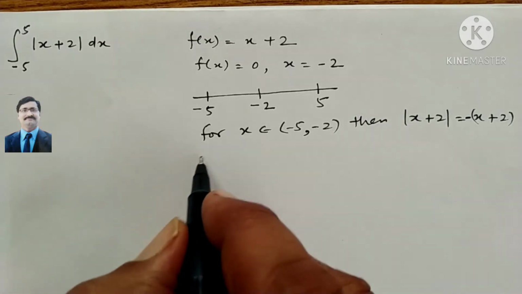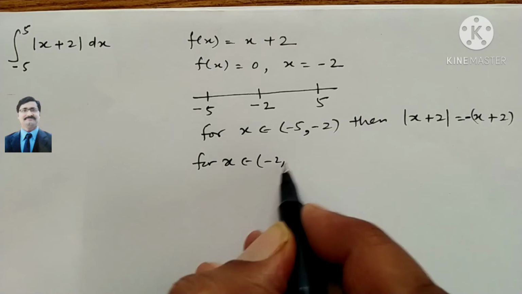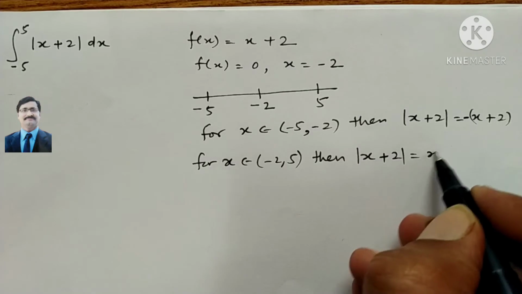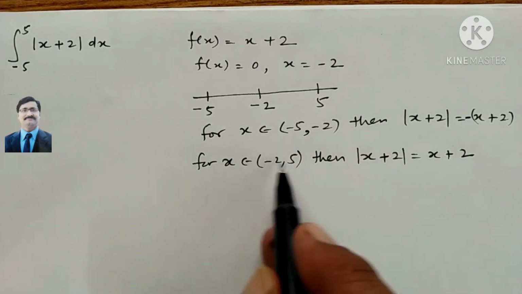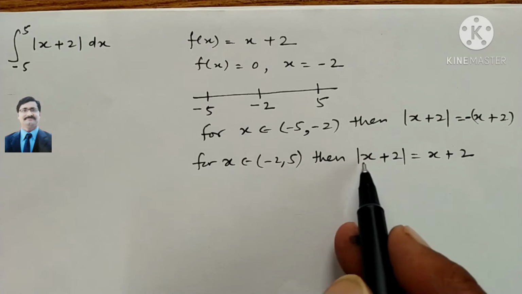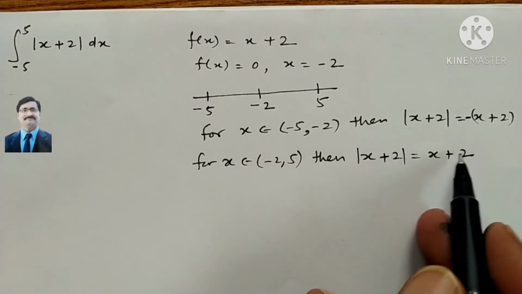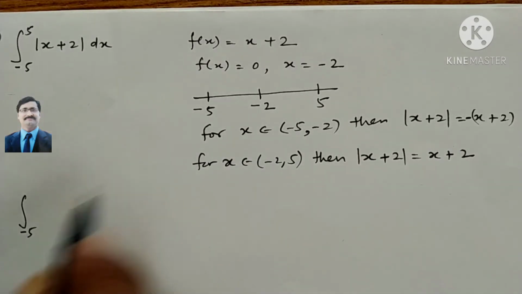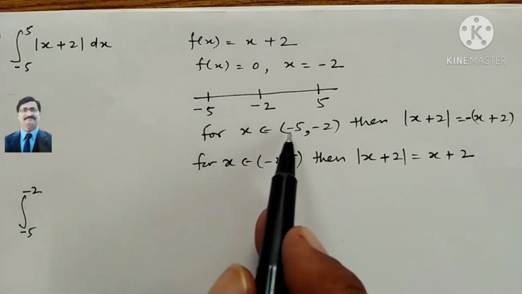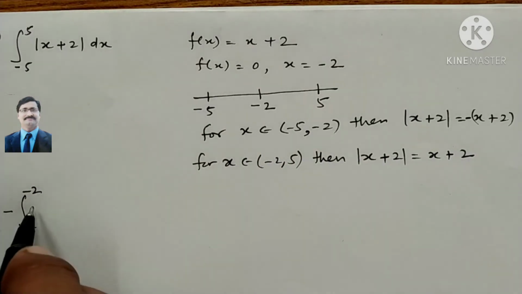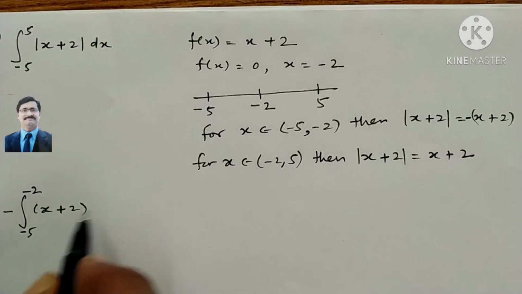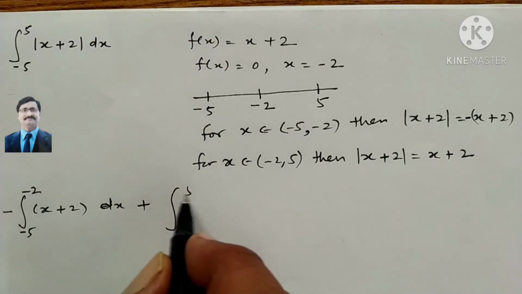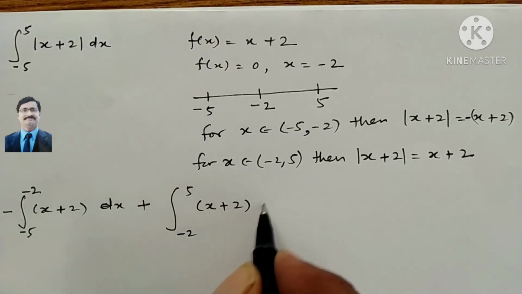And for x belongs to minus 2 to 5, modulus x plus 2 will be equal to x plus 2 only, because for values more than minus 2, we can put 0, 1, 2, 3, and you get positive, and positive means you need not multiply by minus. So we can write the integral from minus 5 to minus 2 of minus of x plus 2 dx, plus the integral from minus 2 to 5, where we only have to write x plus 2.